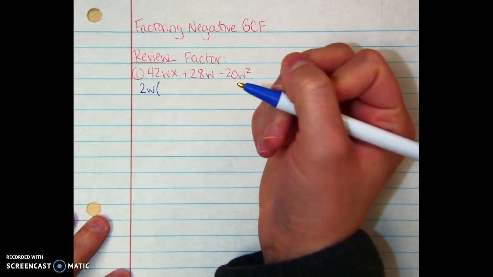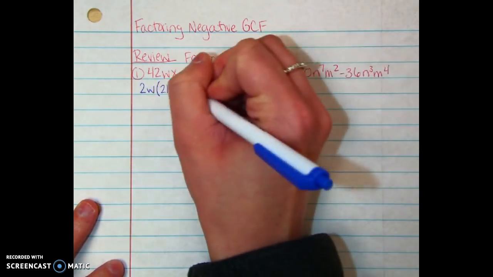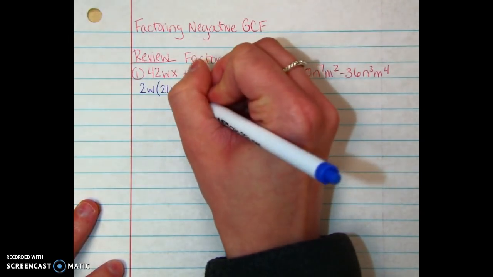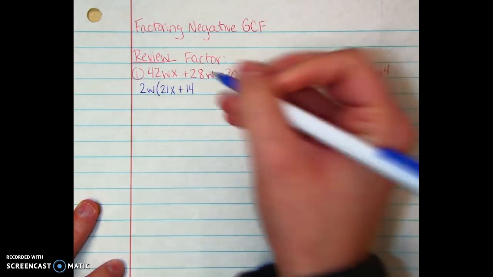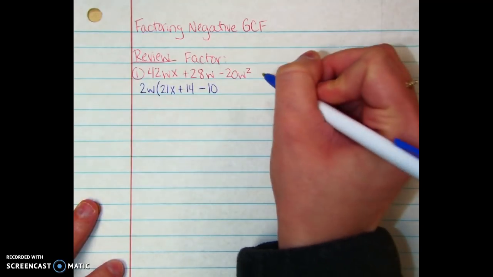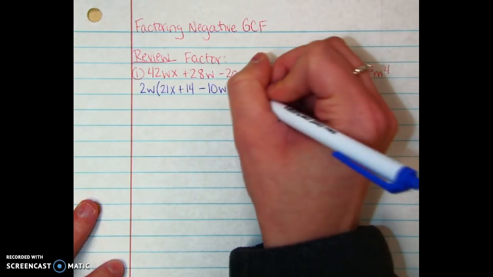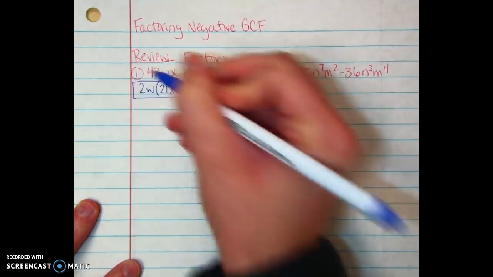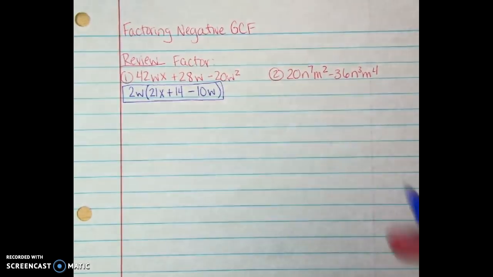So left inside, 42 divided by 2 is 21, and then there is an X with it. 28 divided by 2 is 14, and the W's cancel each other out. Bring down the minus sign. 20 divided by 2 is 10, and 2 minus 1 is 1, so there is a W. Okay, I'm going to box my answer, and that's it.